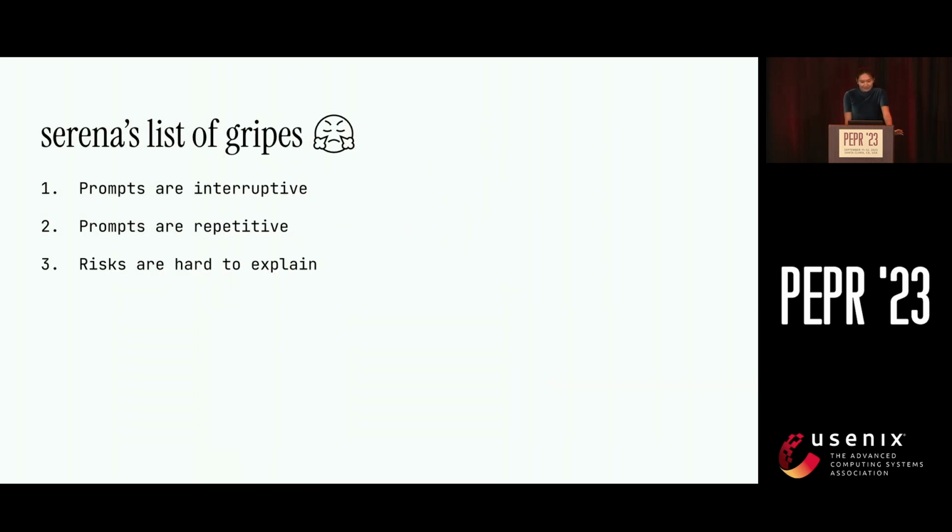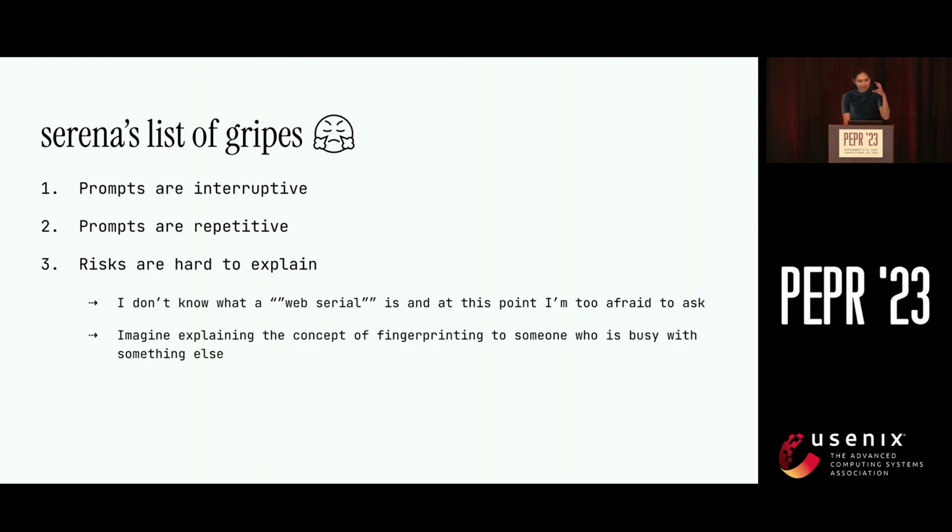Third, the risks are hard to explain, especially for newer capabilities and APIs. And sometimes the risks are so technical and specific that it's impossible to explain in the split second people are expected to make a decision.